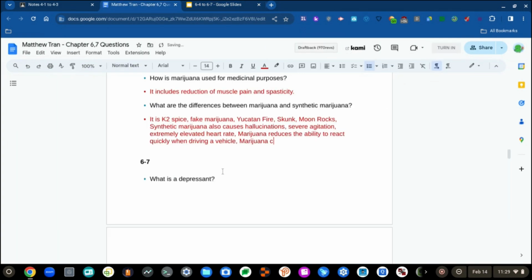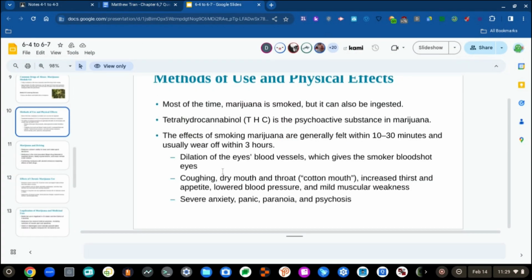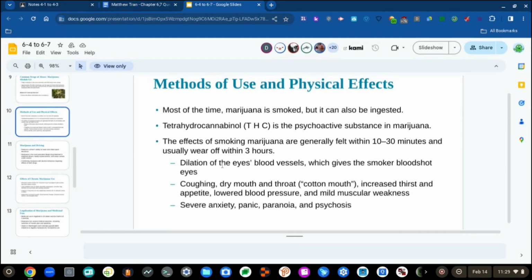Effect of the marijuana could reduce the individual to react and make a decision, and combine with alcohol and the impairment effect.